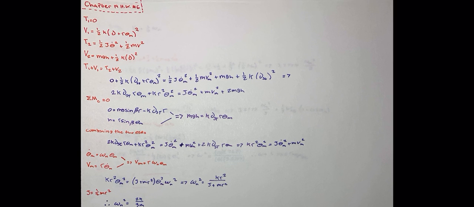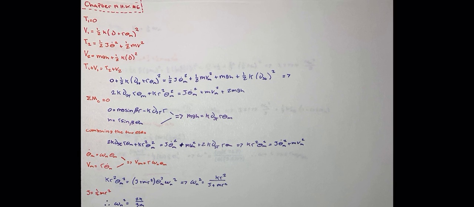So here we know that T1 is equal to 0. We know that V1 is equal to 1/2 K times (delta plus R theta M) squared. We know T2 is equal to 1/2 J theta dot squared plus 1/2 MV squared. We know that V2 is MGH plus 1/2 K delta squared. And we know that T1 plus V1 is equal to T2 plus V2. We can plug in all our knowns there, and what simplifies down is 2K delta R theta plus K R squared theta squared is equal to J theta dot squared plus MV squared plus 2MGH.